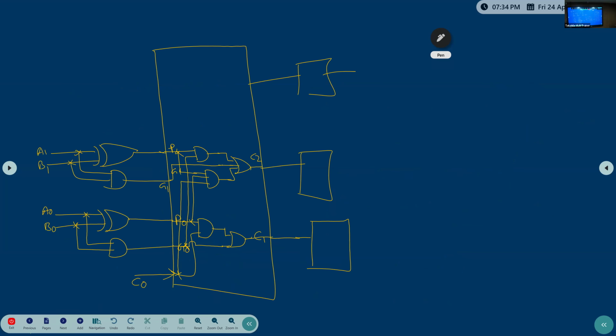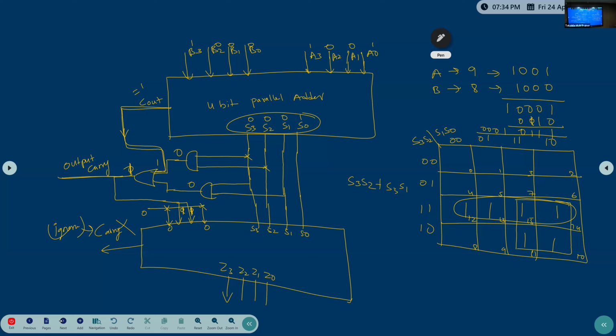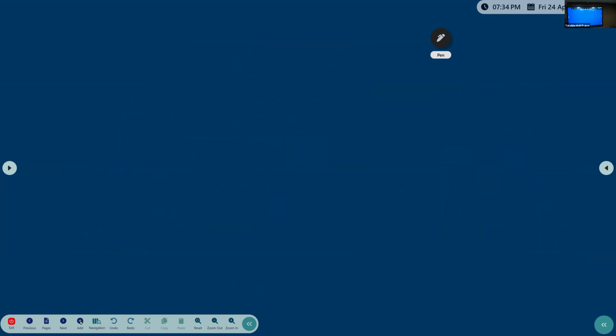Yeah. So we'll go with the next topic. What is the next topic I told? Multiplier. Adders are completed. All types of adders I told. Clear? Adders and subtractors completed. Let's go with the multiplier.